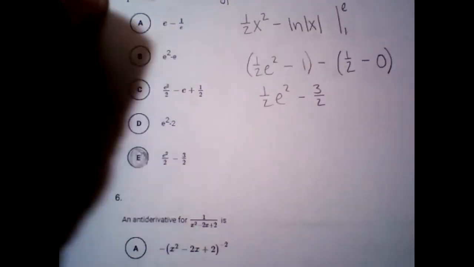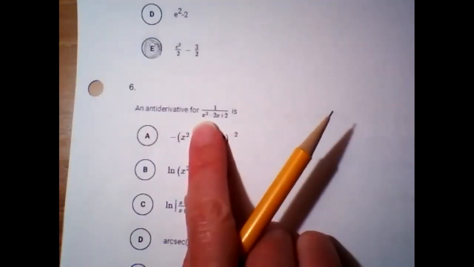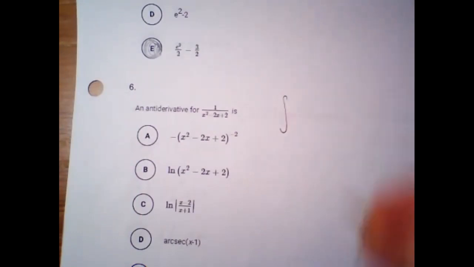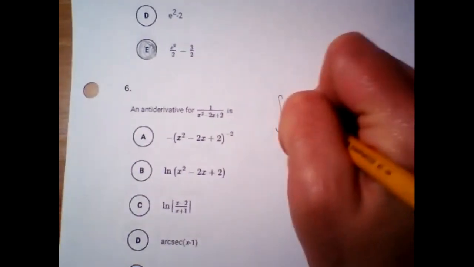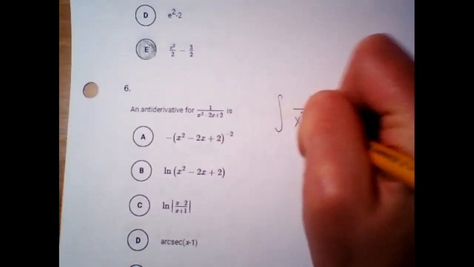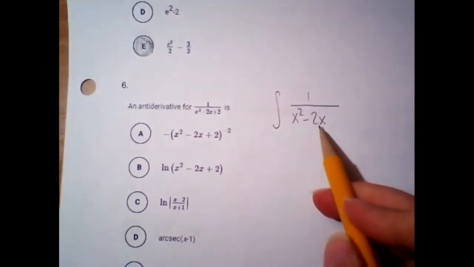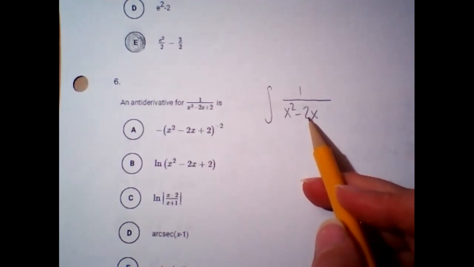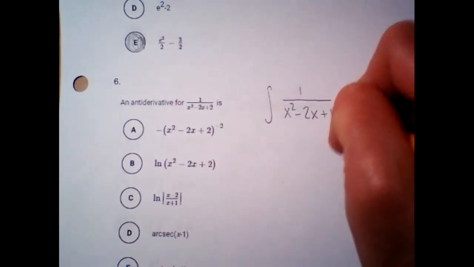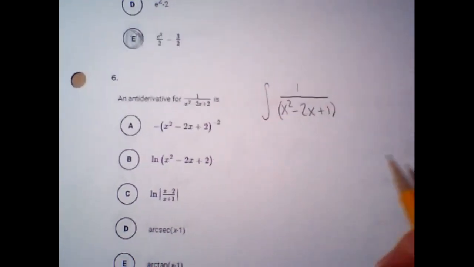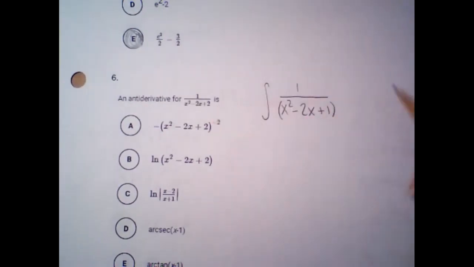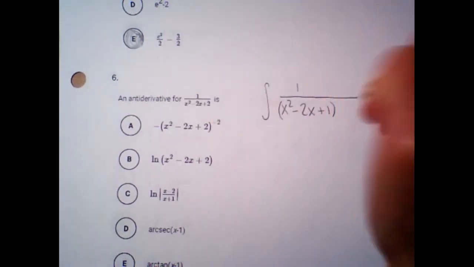All right, number 6, we are going to have to complete the square for this part in the denominator. Finding the antiderivative means we're going to need to do an integral. So completing the square, you're going to take this middle term, divide it by 2, and square it. So 2 divided by 2 would be 1, squared would be 1. And then you have to adjust that so that you're not changing what's in the problem. You're not allowed to just go around changing the problem.